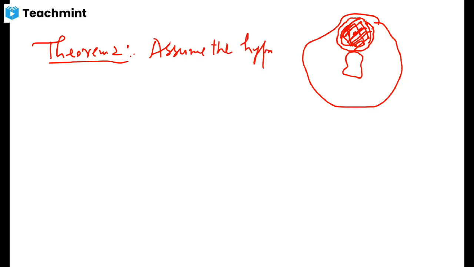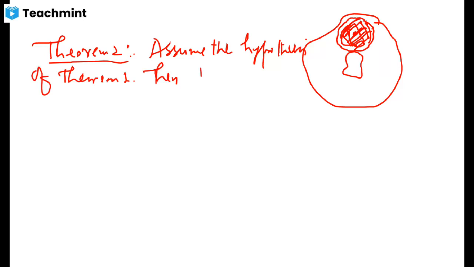Another immediate consequence of this theorem is the existence of a square root function of a non-vanishing function. We are assuming the same hypothesis, the hypothesis of theorem one. What are the hypotheses of theorem one? That f is an analytic function on a simply connected domain, and it is a non-vanishing analytic function.